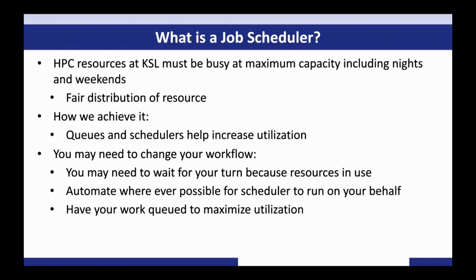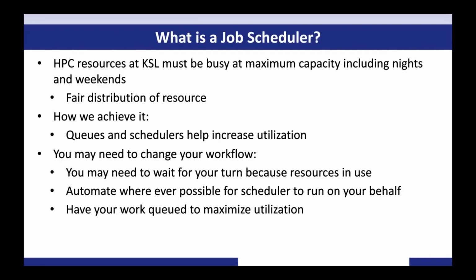HPC resources must be kept busy at all times to maximize the scientific impact of such an expensive resource as Shaheen. Fairness of distribution of computational resources in such circumstances is also paramount. To achieve these objectives, job schedulers are used. In general, job schedulers allocate resources to jobs for a certain amount of time from a pool of resources. This allocation and its use is maintained and accounted by the job scheduler. This helps the scheduler to maintain priorities of jobs.